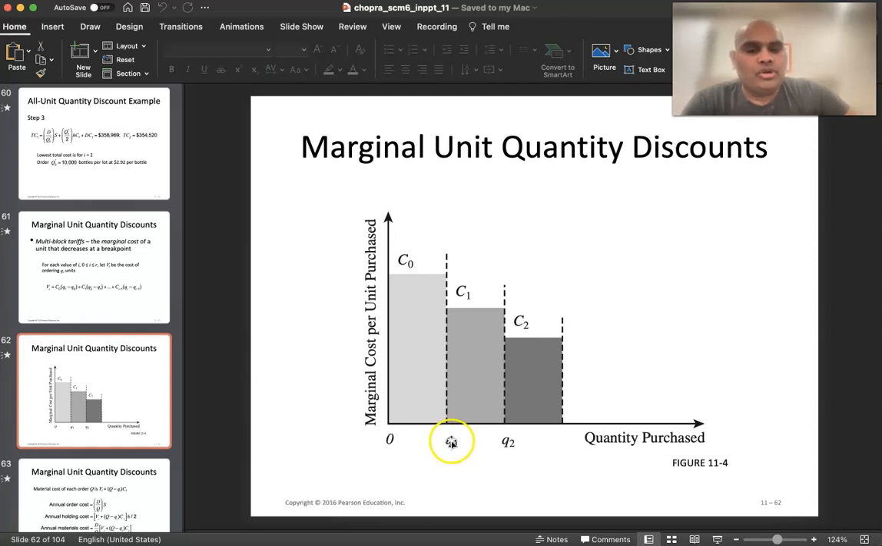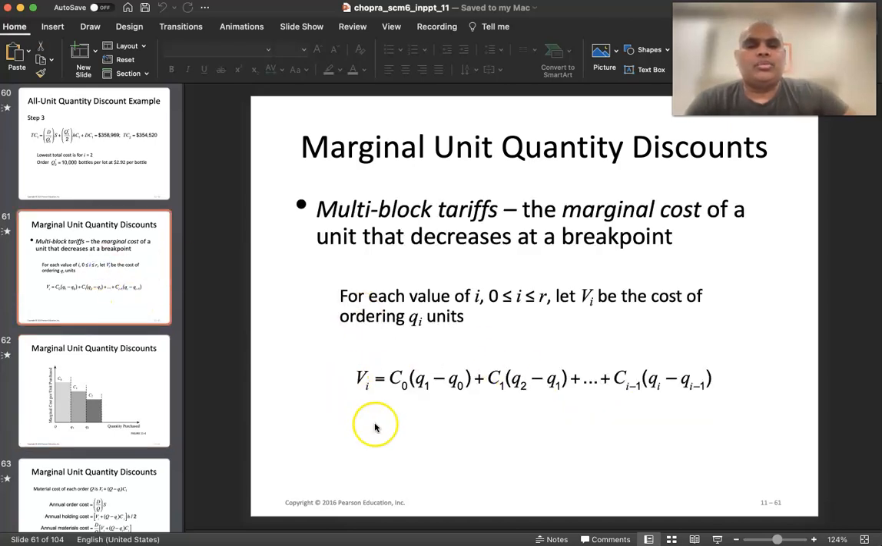So if I'm just ordering Q1 units, the price that I have to pay is C0 times the difference between Q1 minus 0 units. But if I'm ordering Q2 units, then whatever the cost was before that, I'm going to add the difference between Q2 and Q1, this range of numbers, times the price within this range of numbers, and so on. We're going to keep doing that, and that's basically what this formula is, right?